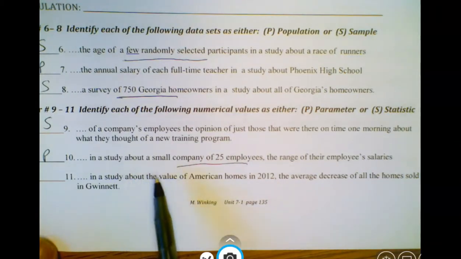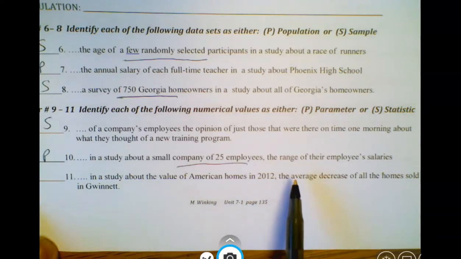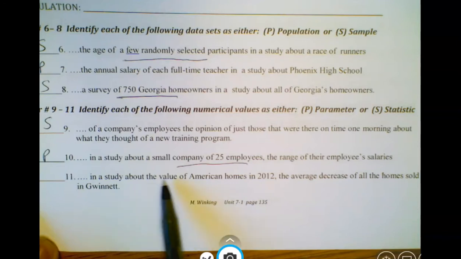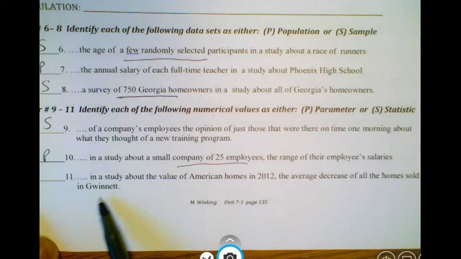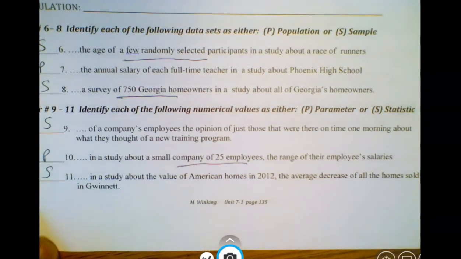11, in a study about the value of American homes in 2012, the average decrease of all the homes sold in Gwinnett. So we're doing a study of all American homes, but we only study one county in Georgia. So that is definitely a sample. All right, hopefully you have a better understanding what a sample is and a parameter, or a statistic and a parameter is.